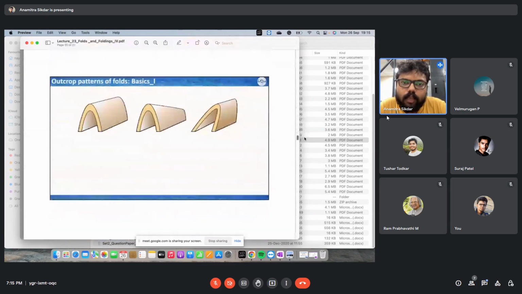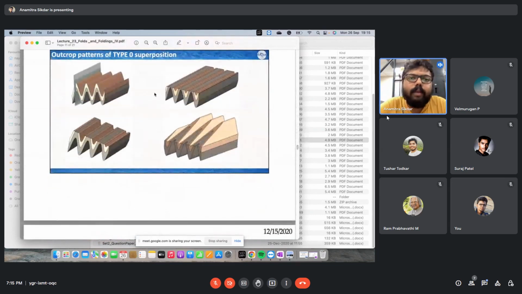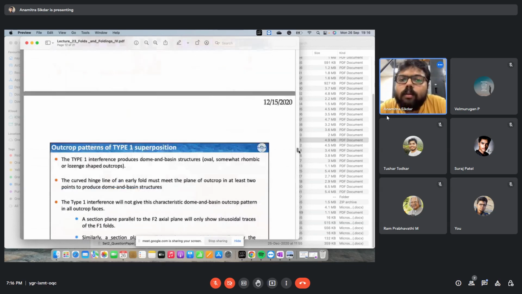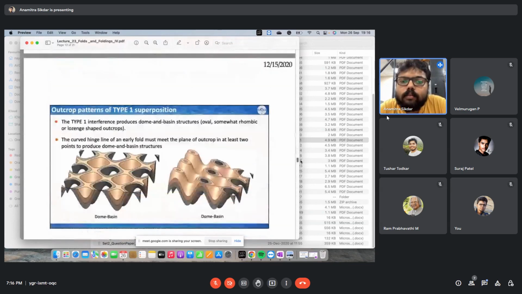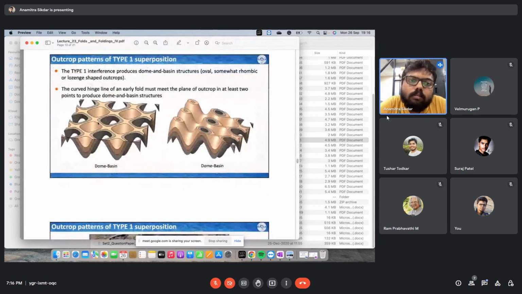These are different interference patterns, and these are the different patterns that we will see in the field, right? So in the outcrop, when you go through this lecture, you should always notice these things and remember them, because in the field we don't get the complete fold. Some outcrop will be cutting like this, this is one outcrop, maybe this is another outcrop, and this is another outcrop. From that outcrop we have to figure out what kind of superposition took place. If the outcrop is at some angle, you will see this.